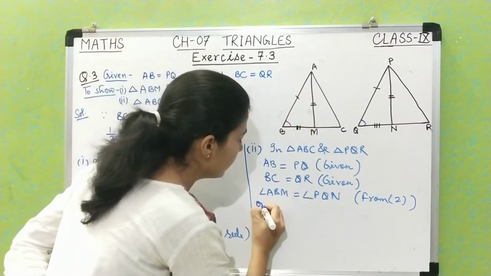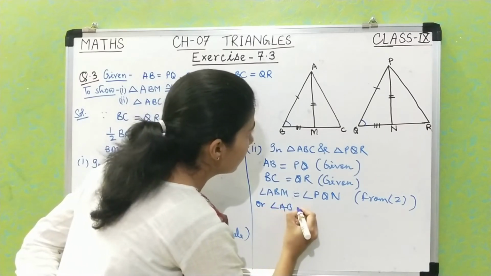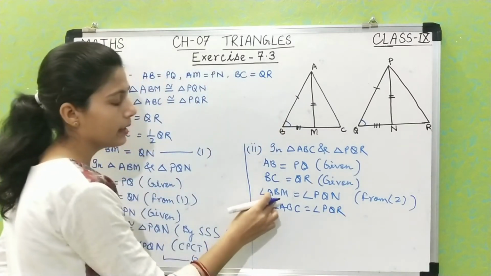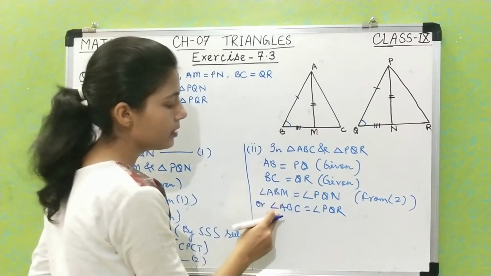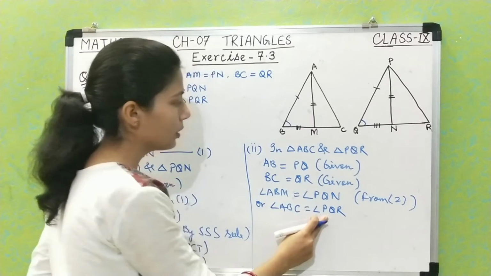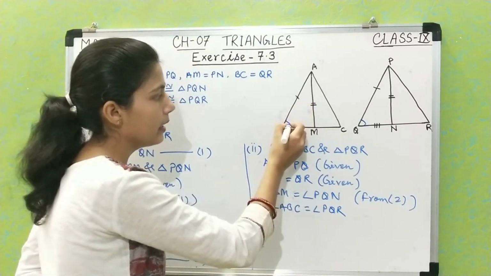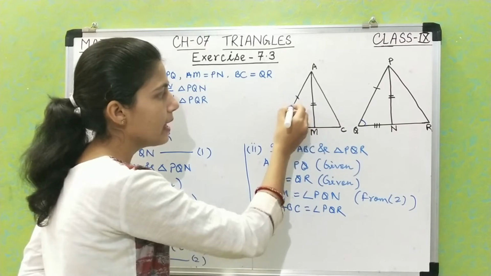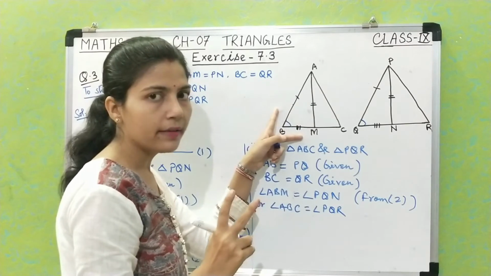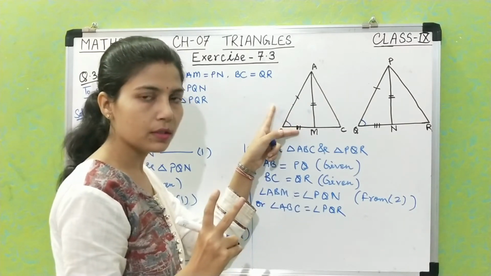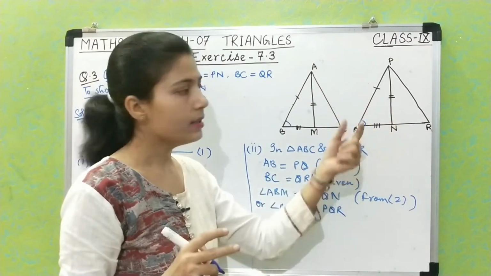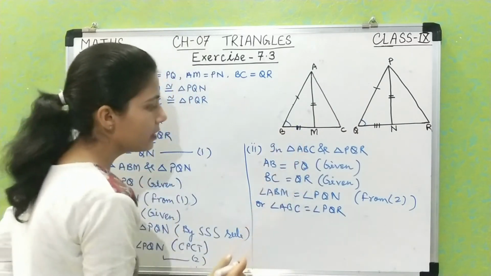So we can write this angle ABC equals to angle PQR. Okay, we can write these angles ABM as angle ABC and PQN as angle PQR. Okay, so see here, this side and angle, then again side. So by SAS, if in two triangles, two sides of one triangle and the included angle between those sides are equal to the two sides and included angle of another triangle, then the triangles are congruent. So we are applying the same rule here.